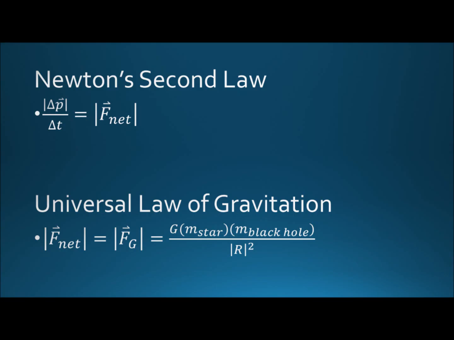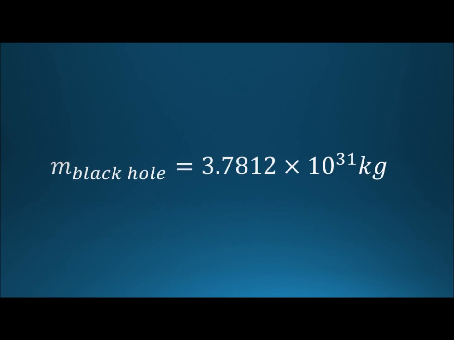After importing the data points, we were able to use our knowledge of Newton's second law and the universal law of gravitation to obtain the mass of the black hole, as well as the forces acting on the star. The only force assumed to be exerted on the star was the force of gravity from the black hole, making this F net. And further calculation gave us the black hole's mass of 3.7812 times 10 to the 31 kilograms.